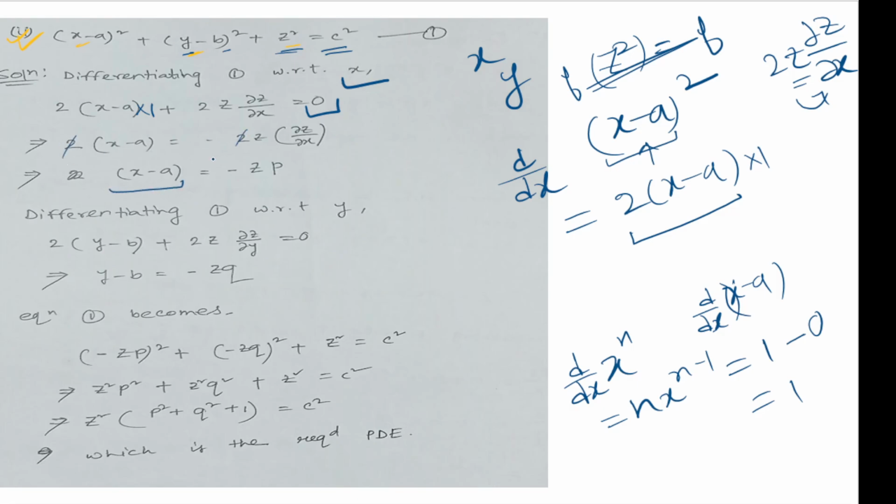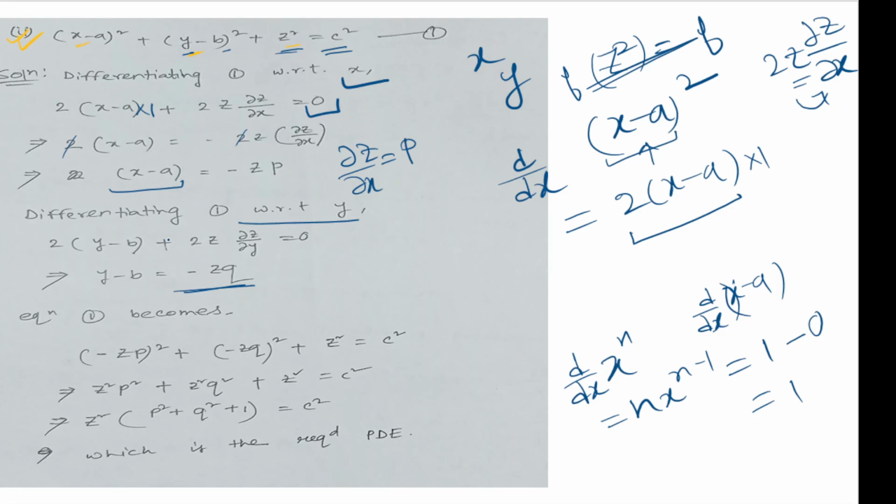And after that, I have just calculated this: the 2 from both of the sides is cancelled, and x minus a is equal to minus zp, because dz dx can also be replaced by p, right? Okay, so after that, I have differentiated the equation with respect to y, and I have got this part: y minus b equal to minus z cube.